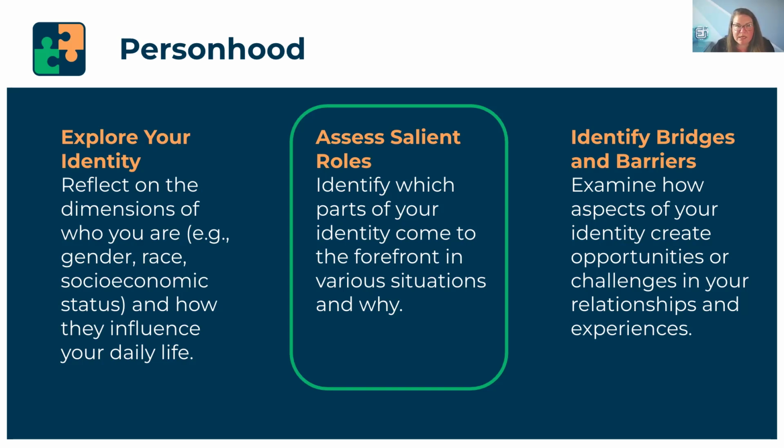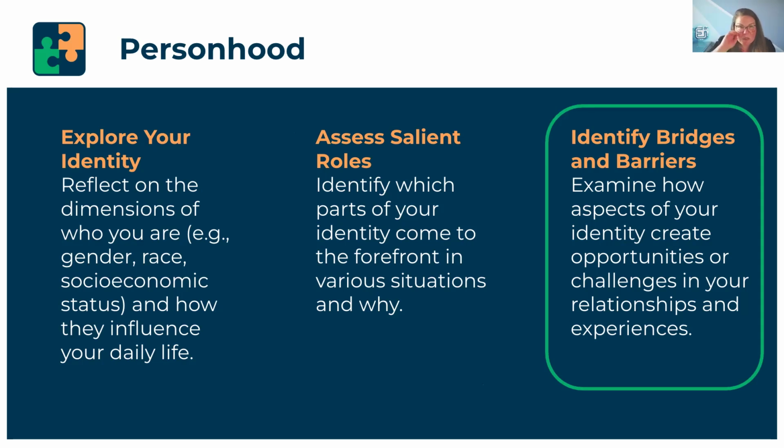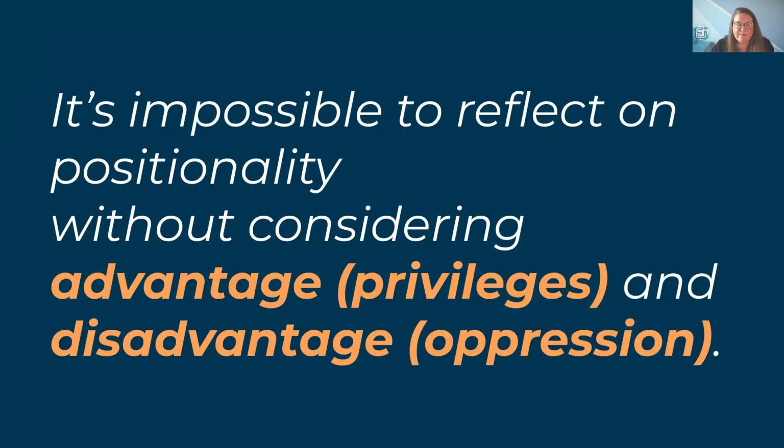So again, we're going to have to kind of gloss over some of these. The next one is about identifying bridges and barriers. In the book, Mira reflects on how her privileges act as bridges and how systemic barriers hinder her and others' opportunities. The practice I want to encourage you all to build is to determine how aspects of your identity provide benefits or create obstacles, and then reflect on how those dynamics impact your opportunities and relationships.